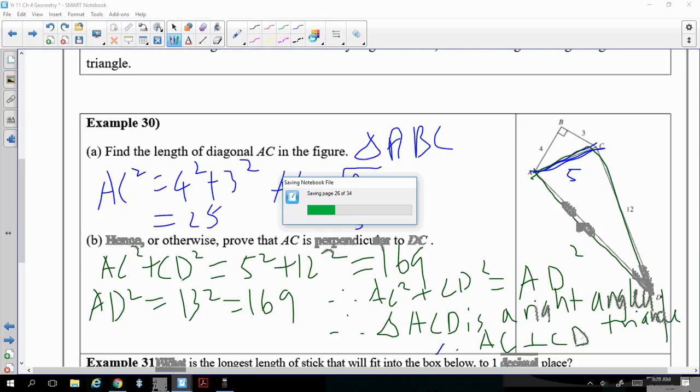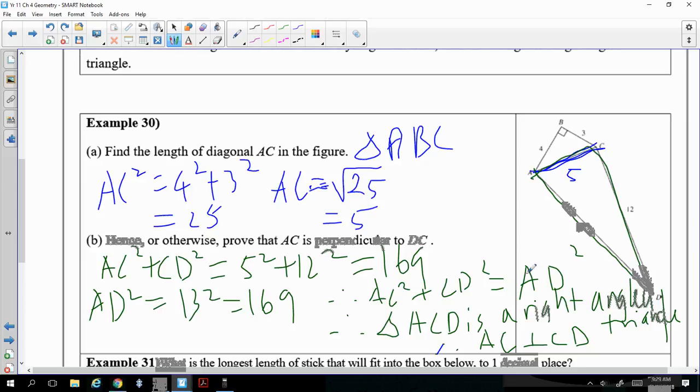So you can use it to find missing sides, or you can also use this theorem to find the missing angle, which is a right angle. So if you know that it's going to be a right angle triangle, you can check whether it's a right angle by using Pythagoras theorem. All right, good.